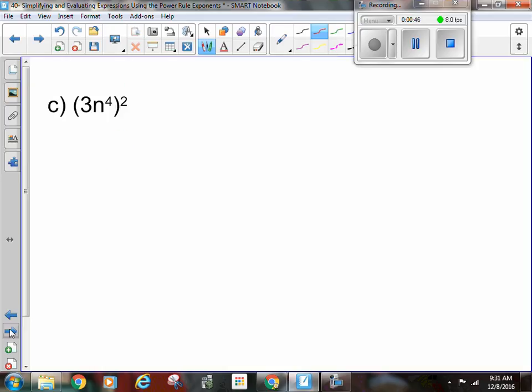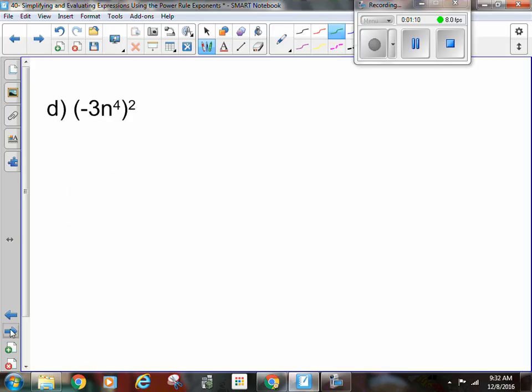Okay, when we have a number in with the variable, that number has the exponent of 1 if there's nothing there, and this gets distributed to both of them, and so it gets multiplied again. So 3, we have 1 times 2, so we get 2, and we get 4 times 2, so we get 8, and then we want to simplify this term. So 3 squared gives me 9n to the 8th.